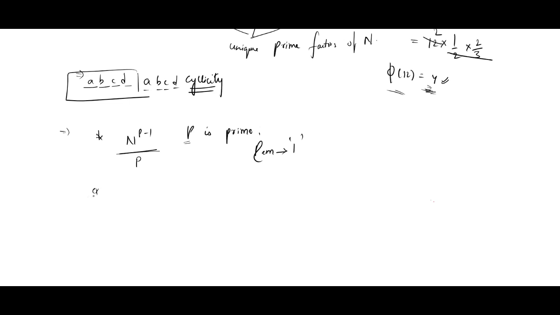If you want, I'll give an example. Here 16 power 18 by 19. See here, n power p minus 1 by p, where p is a prime number, here p minus 1 is 18. So our remainder is 1 only.